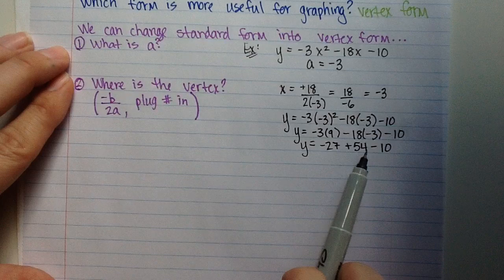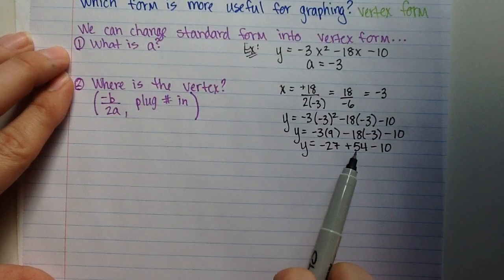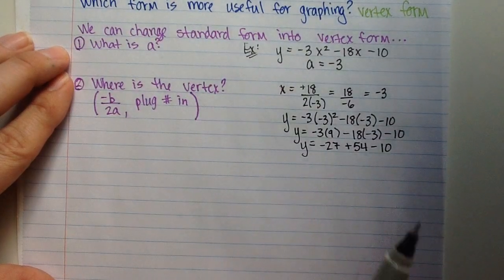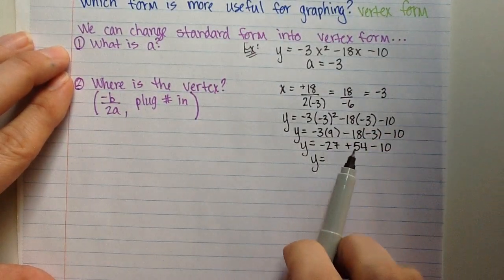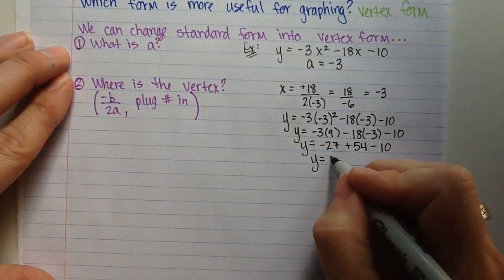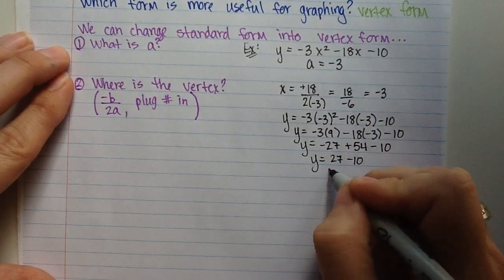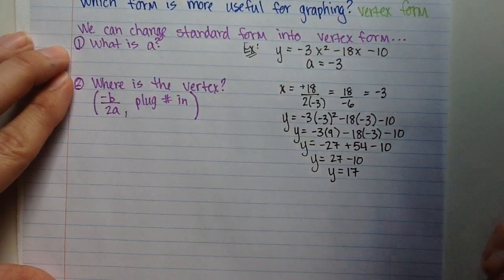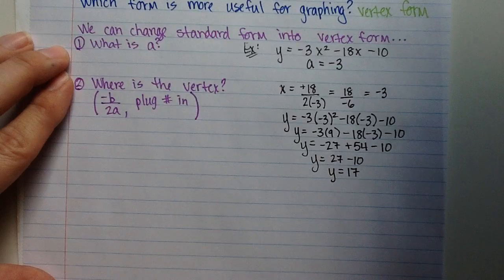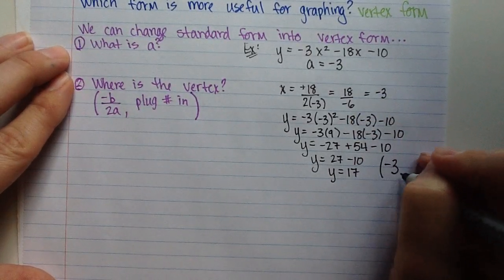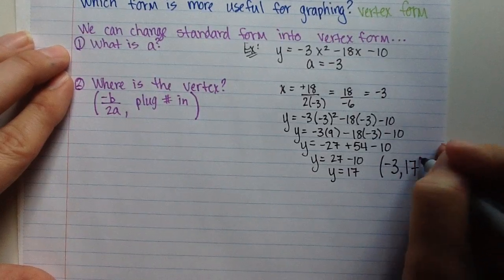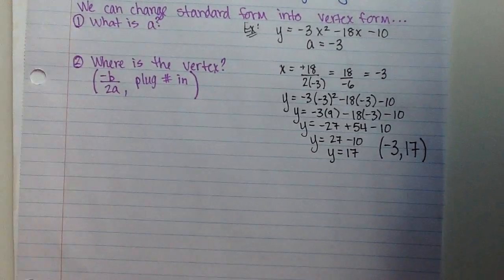Now remember to check to make sure these two numbers, one of them is twice as big and they have opposite signs, so we're good to go there. And then we're going to add negative 27 plus 54 is 27. Subtract 10 gives me a y value of 17. So my vertex would be at negative 3 for the x-coordinate, 17 for the y-coordinate.